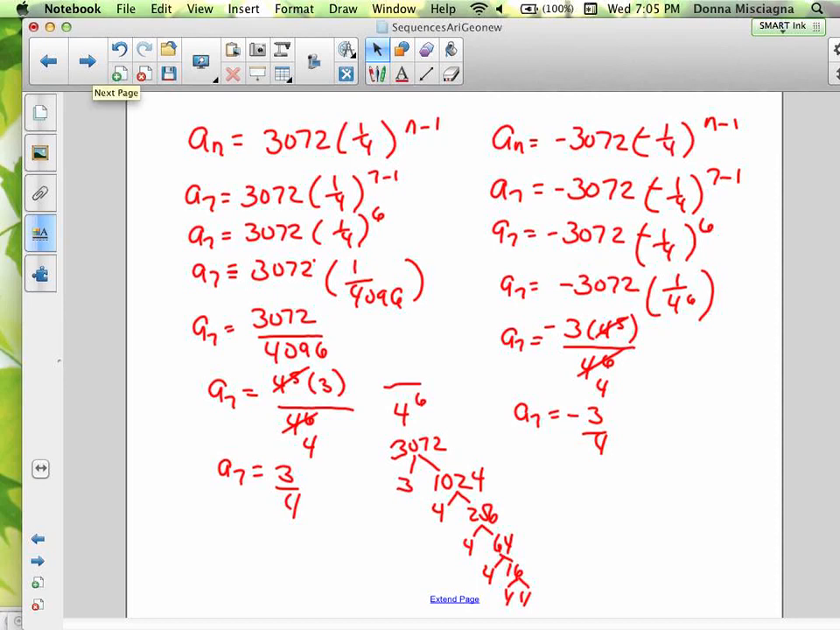So when you raise negative 1/4 to the 6th power, you're still going to get the exact same number, 1 over 4,096. Right? And then you could reduce that, but because your A1 is negative, we're going to have a negative answer. So here we could have two different possibilities for A7 depending on which of these rules is correct. And actually there's no way to know which one is correct. They're both correct. They're equally correct.